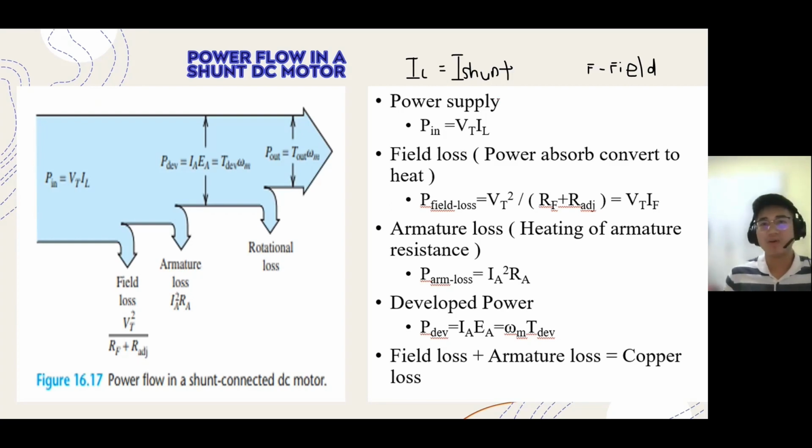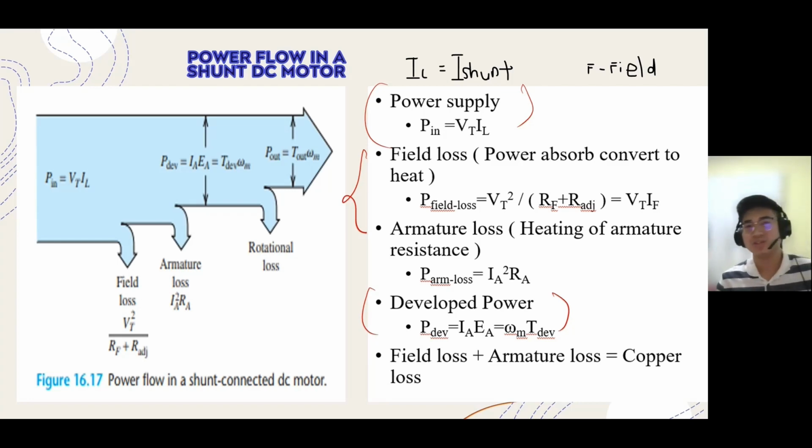So finally, we will talk about the power flow in a shunt DC motor. Basically, the power supplied is power in equals VT times IL. And these are the equations for calculating the field loss, the armature loss, and the total loss in the DC motor. So that lastly, the developed power is P developed equals IA times EA. And that's all for the relevant equations about the shunt DC motor. Thank you.